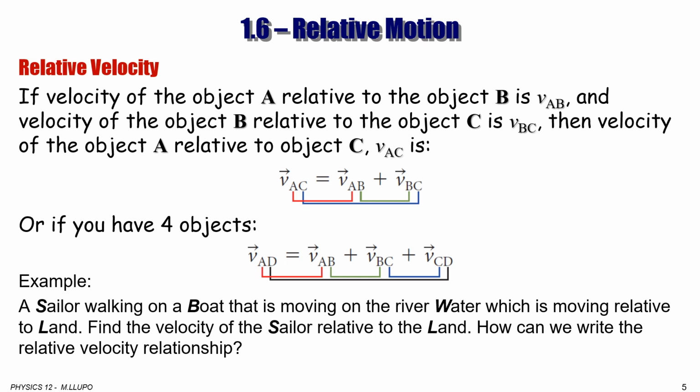You can look at the 4-object example and try to write the velocity of the sailor relative to land. So the sailor has to be the first one and land is the last one. And in between is the sailor relative to the boat, the boat relative to the water, and the water relative to land. So it is pretty much similar to this one, and I hope you can do it. Yes, you can. Pause the video and try it.